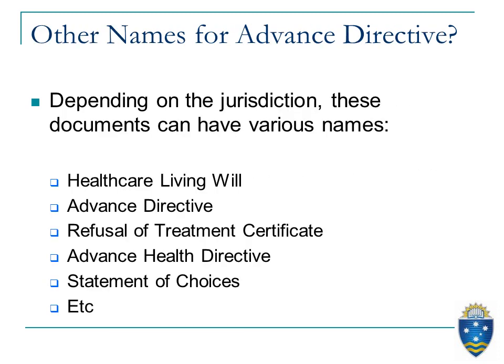Now, advanced directives have many names depending upon the jurisdiction that you reside in. So they can be called a living will, refusal of treatment certificate, certainly advanced directive, a statement of choices, and on and on. But they're all referring to the same thing. It's a written document that states what your values and preferences are about healthcare in the future when you lose the capacity to make those decisions for yourself.